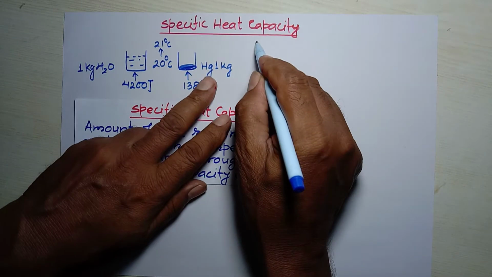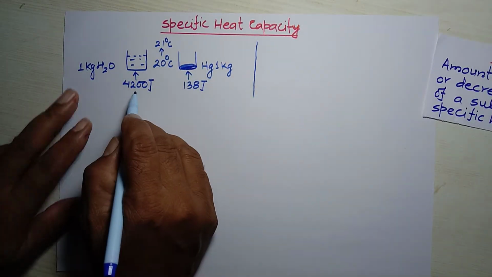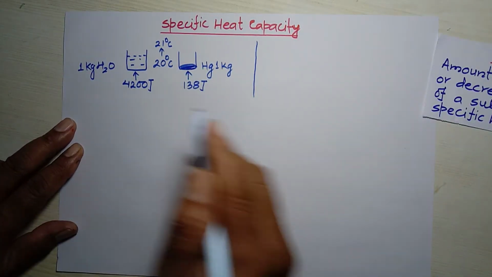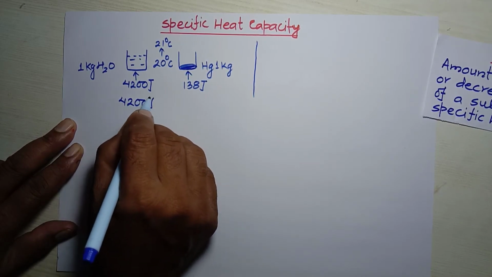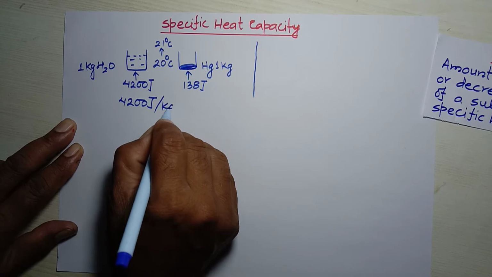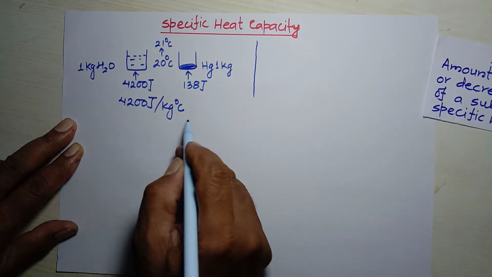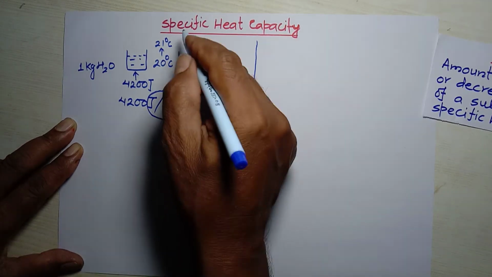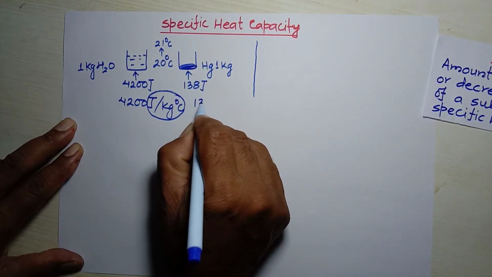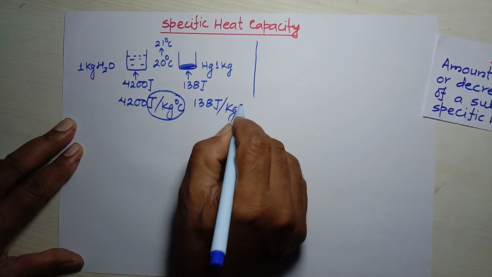Look at this information. Water. Now, the specific heat capacity of water is 4200 joule per kg degree Celsius, and this joule per kg degree Celsius is the unit of specific heat capacity. In the same way, mercury's specific heat capacity is 138 joule per kg degree Celsius.